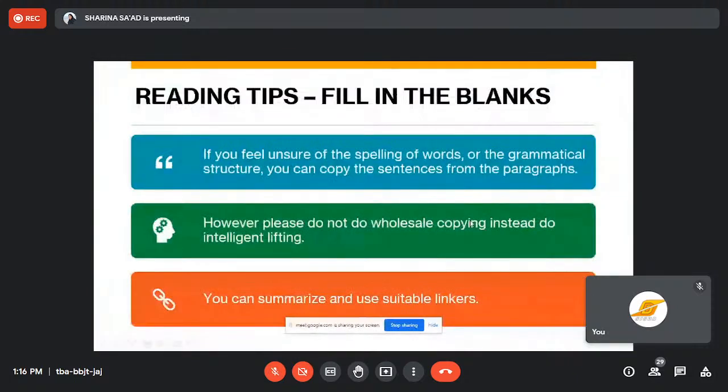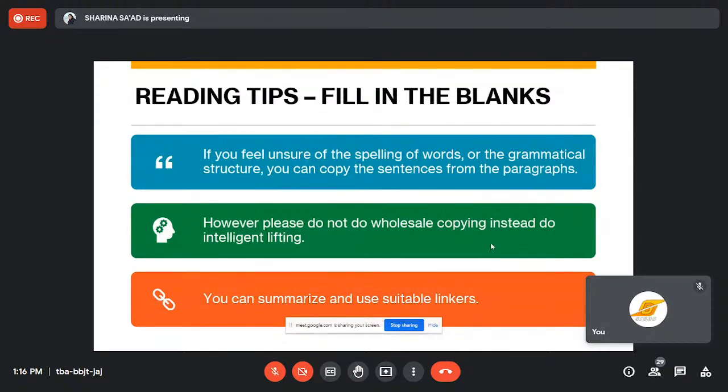Okay. You also have fill in the blanks question. Okay. If you are not sure, you want to fill in the blank, you're not sure of the spelling of words or the grammatical structure, you can copy the sentences from the paragraph because you know the answer is in the paragraph. Okay. However, do not copy sebiji-sebiji. Do not do wholesale copying. Try to do intelligent lifting. When you copy intelligently lah.